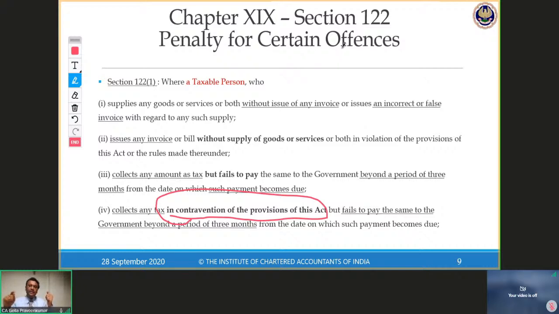Now there comes your inclusive collection. Whatever money I have collected, it is presumed that this is inclusive of taxes. The officer demands that particular amount as a tax not paid. So Sridhar, I hope I have answered your question.